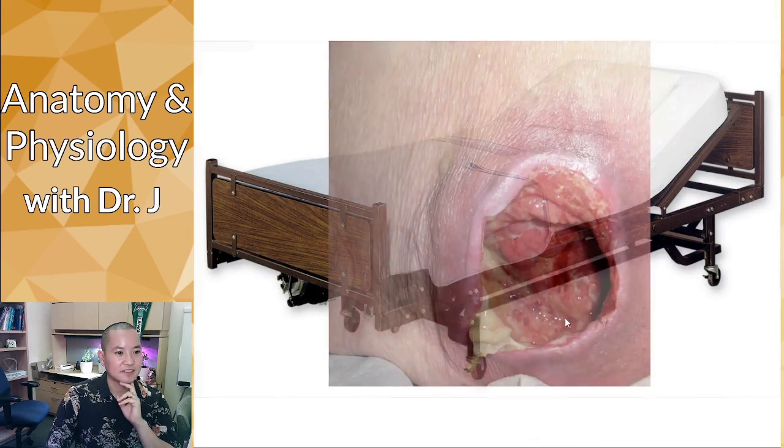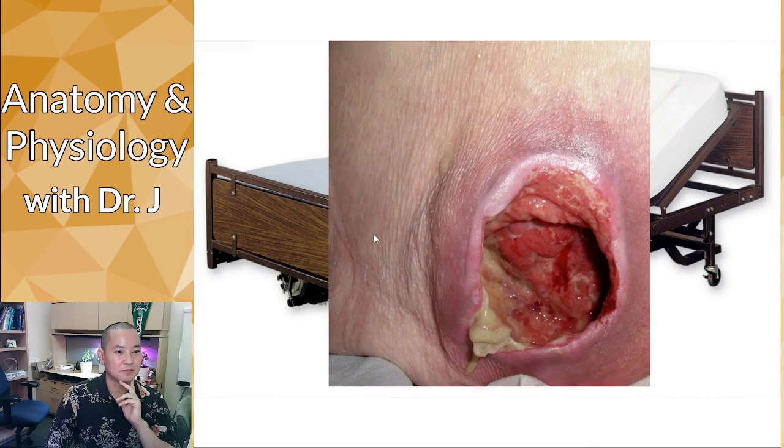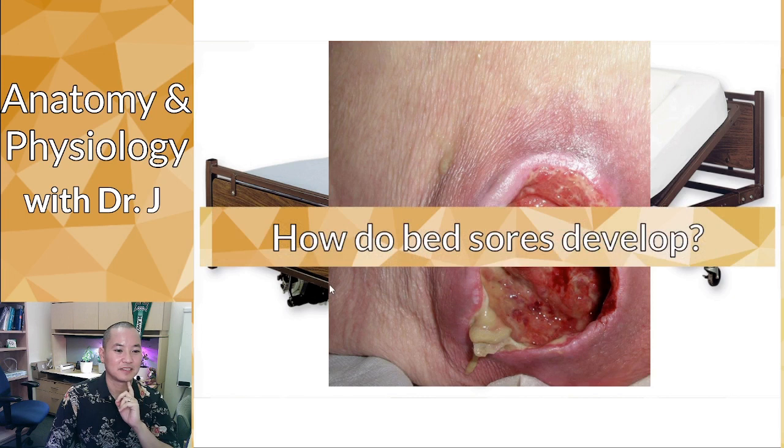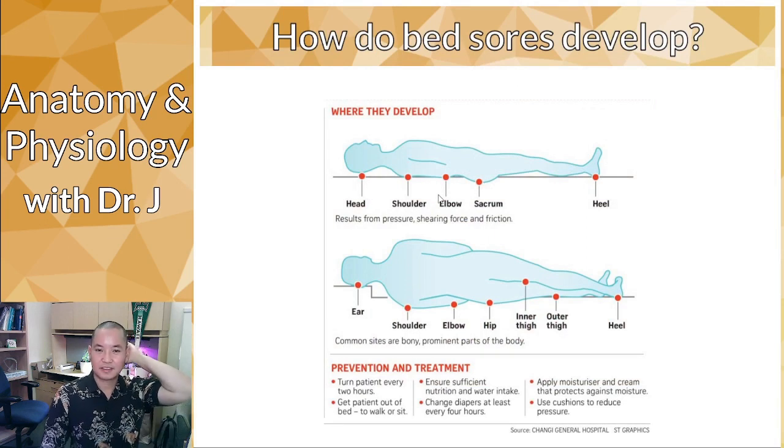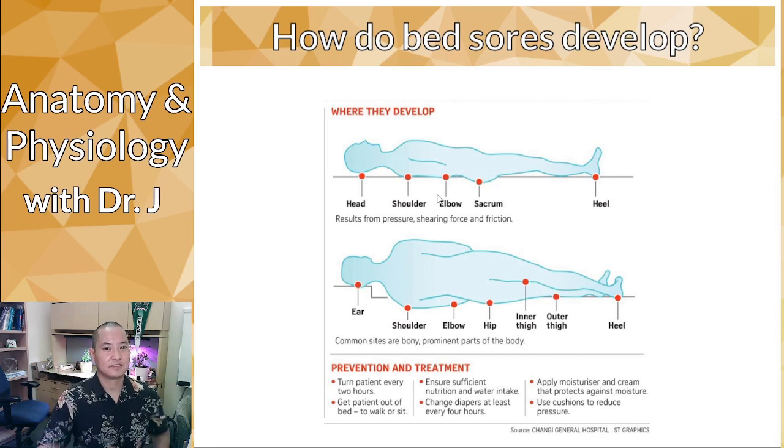And another pathology. What we have here is decubitus ulcer, also known as a bed sore. So how do bed sores develop? Well, where do they commonly develop? If you're at home, try to feel the back of your head. Feel your shoulder. Feel your elbow. Feel your tailbone. How about your heel?